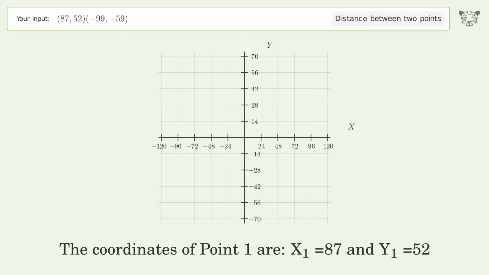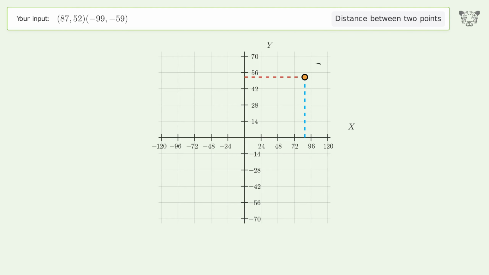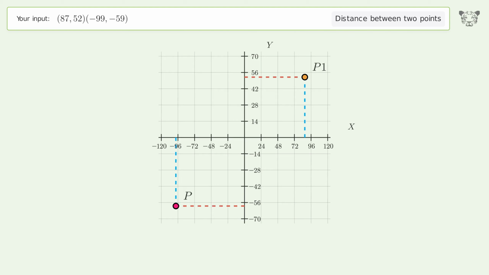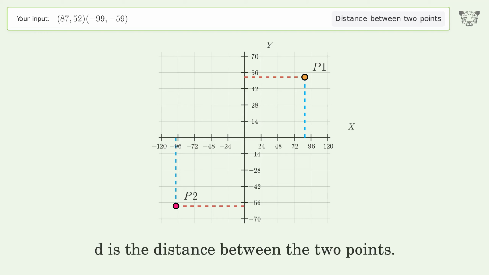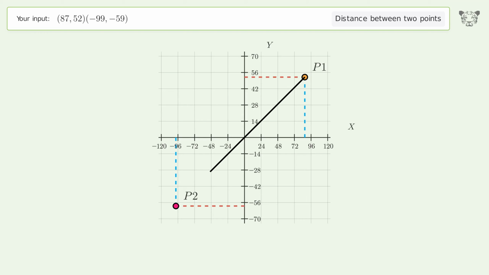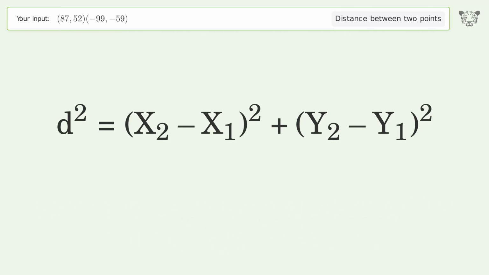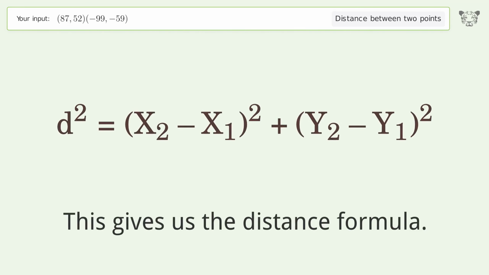The coordinates of point 1 are x1 equals 87 and y1 equals 52. The coordinates of point 2 are x2 equals negative 99 and y2 equals negative 59. D is the distance between the 2 points. First, take the square root of both sides of the Pythagorean theorem. This gives us the distance formula.